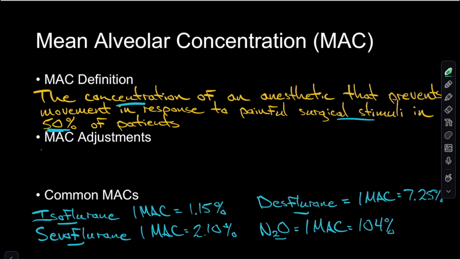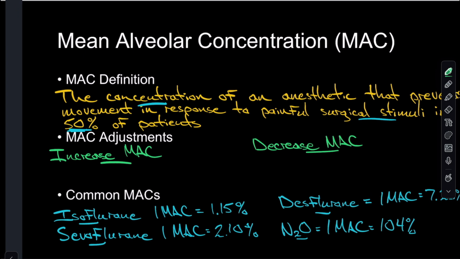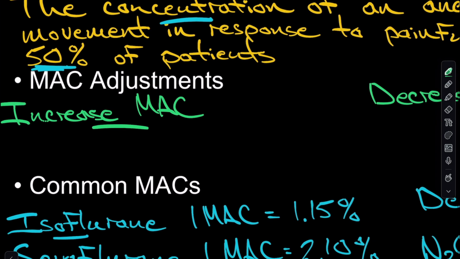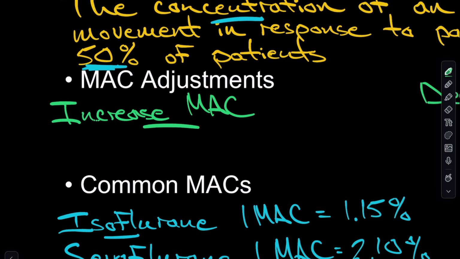So we'll say there are things that can increase your MAC, and then there are factors that can decrease MAC. Like we're talking about here with age, MAC is greatest, or a patient's requirement for volatile anesthetics to put them asleep to induce anesthesia is going to be greatest at 6 months of age.